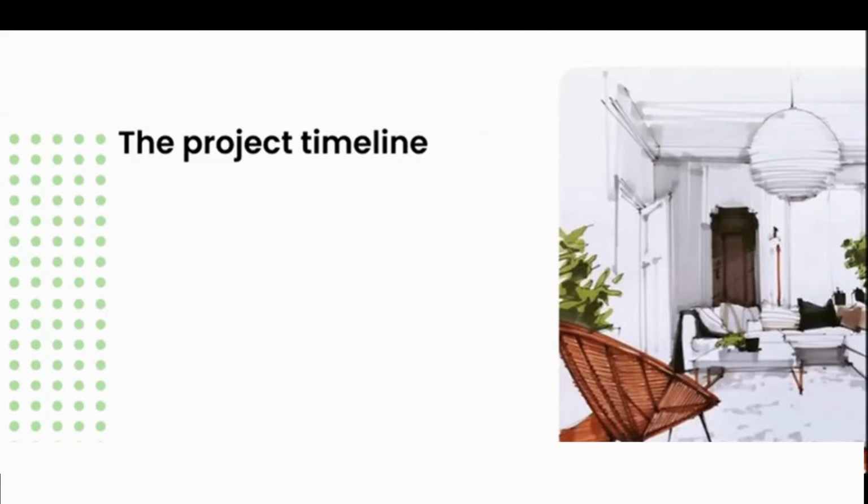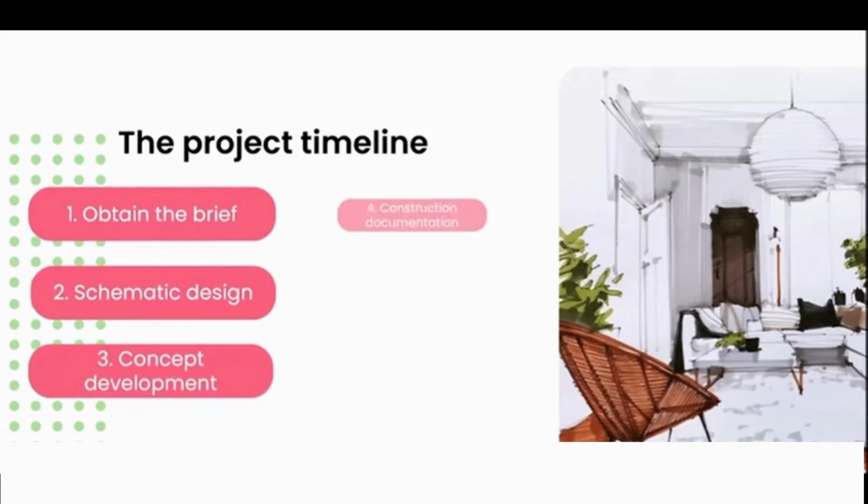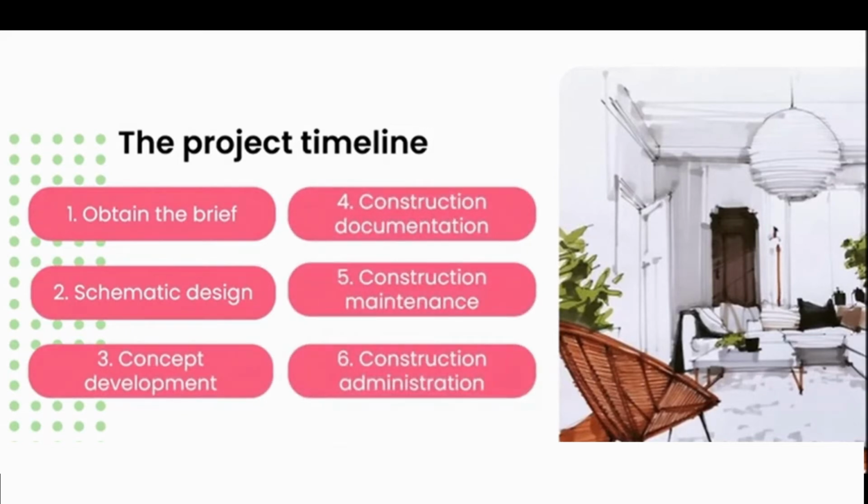But let's take a step back. Remember, on our project timelines, when do you think one would present the design contract to the client? Let's take a quick look at our project timeline. So we had our obtaining the brief, then we looked at schematic design, third we had concept development, fourth we did construction documentation, 5 we have construction maintenance, and 6 we had construction administration.